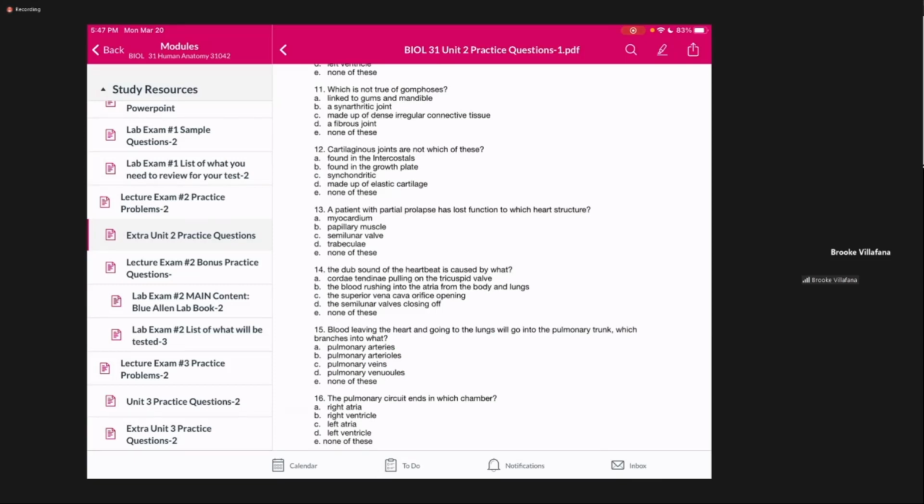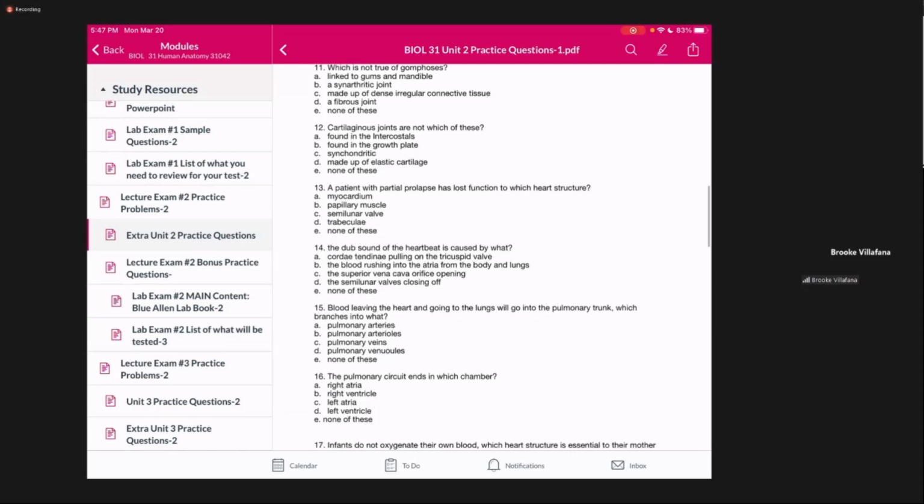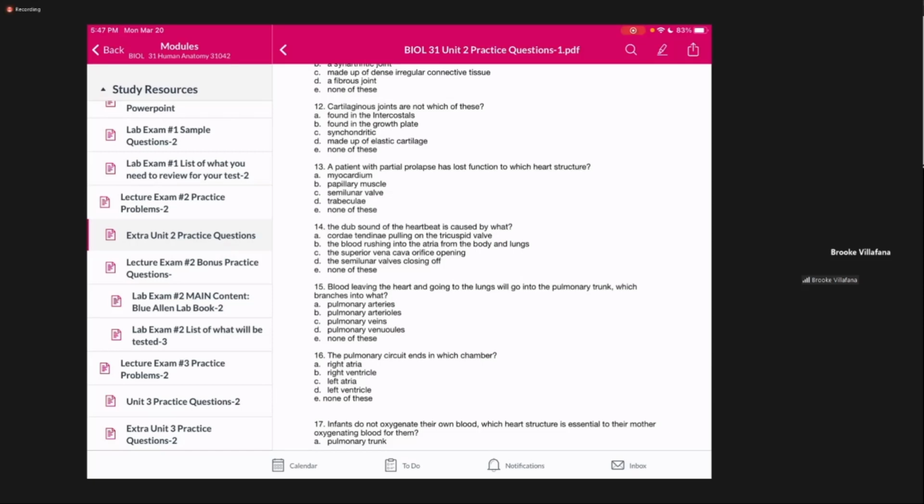12. Cartilaginous joints are not which of these? D, right? We know that cartilaginous joints are found in the intercostals as our synchondrotic joint, found in the growth plate, again as our synchondrotic joint. They're also synarthritic and they don't move. And then we know that D would be not true. They are not made of elastic cartilage. They're made of fibrocartilage for the symphysis joint, and then hyaline cartilage for the synchondrotic joint.